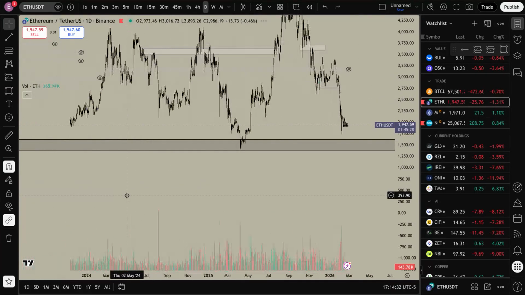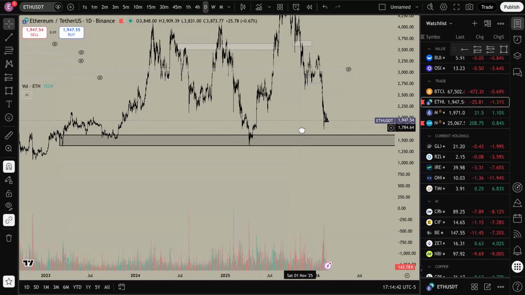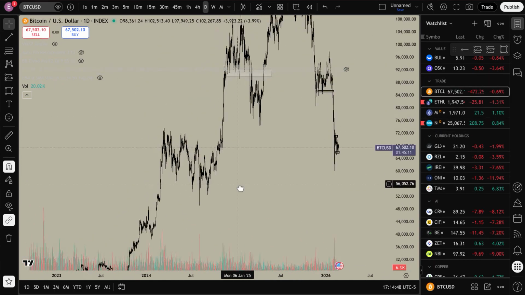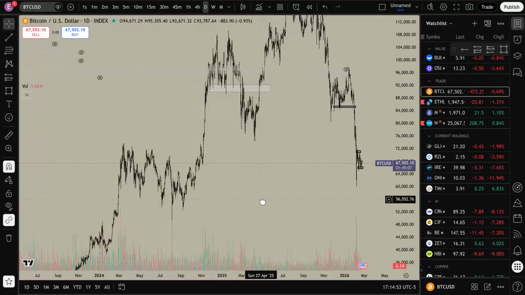This is one of my favorite levels for Ethereum. As you can see, bounce here, huge rally up, bounce here, huge rally up. So this support zone seems to be really strong for Ethereum. We haven't quite hit it yet, but something to look at. On Bitcoin, we had some, but Bitcoin's just taken a beat, so it hasn't really followed that.